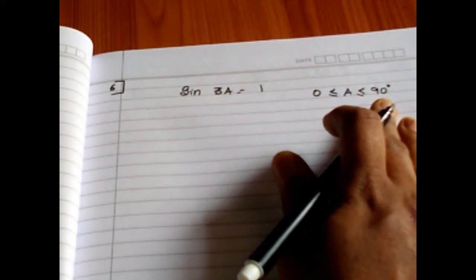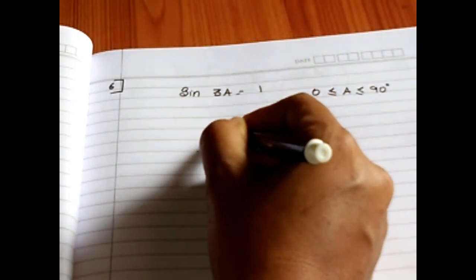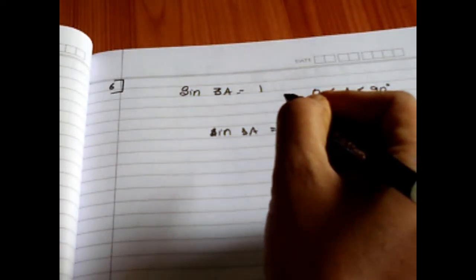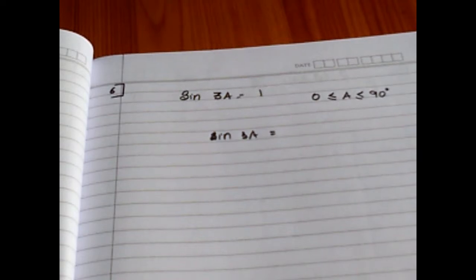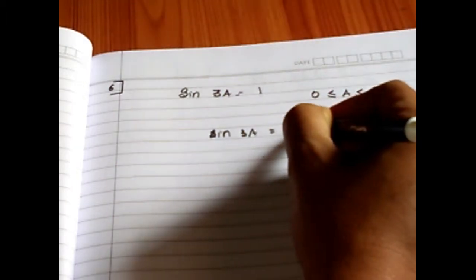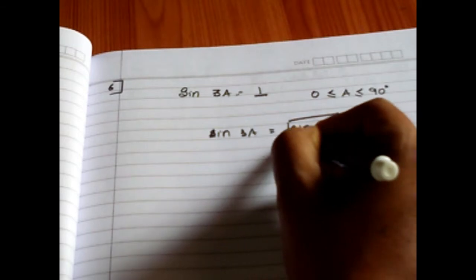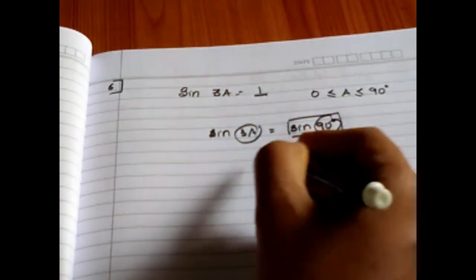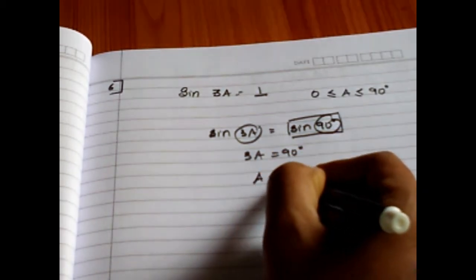But here one point to be noted down. Sin 3a is 1. Now come on, look at the table and tell me which value of sin is equal to 1. Exactly, it is sin 90. So in the place of 1, I am substituting the value as sin 90. Now equate the angle. 3A is equal to 90 degree. Hence value of A is 30 degree.